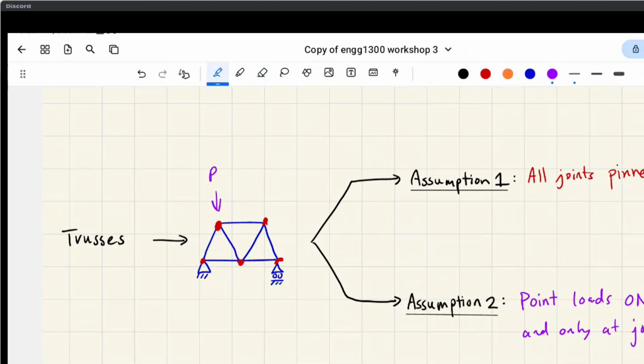So yeah, that's our point loads, and they can happen at any of the points. They can happen at any of the joints rather. They can even happen off of the joints which are supported, right? Those are our two assumptions, and let me just check my notes.